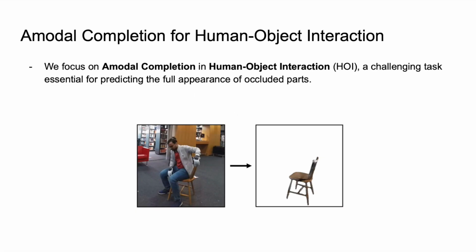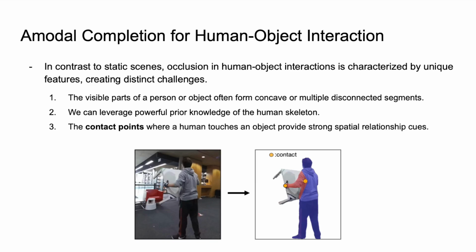Specifically, we focus on amodal completion in the context of human-object interaction. In this example, a person is sitting on a chair, partially occluding it. Our goal is to predict the full, complete appearance of the hidden parts of that chair, a task essential for robust scene understanding. Occlusion in human-object interactions presents unique challenges compared to static scenes. The visible parts of an object can form concave shapes or multiple disconnected segments. However, these interactions also provide a powerful cue. The contact points where a person touches an object give us strong information about the spatial relationship between them.